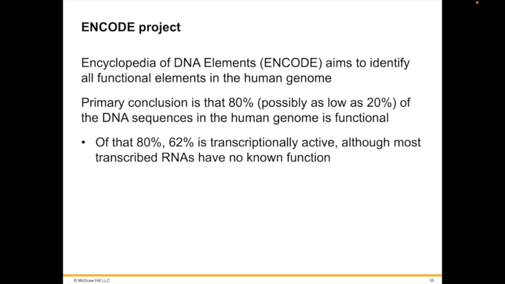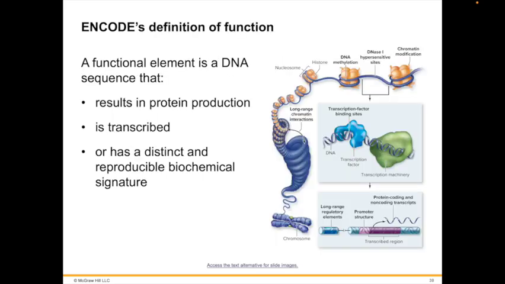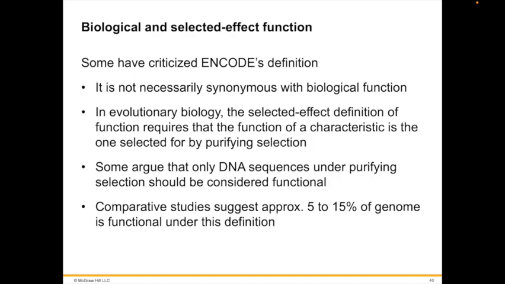The ENCODE project. So this is the Encyclopedia of DNA Elements, and it aims to identify all functional elements in the genome. The primary conclusion is that 80%, or possibly as low as 20%, of the DNA sequences in the genome is functional. Of that, 62% is transcriptionally active, although most transcribed RNAs have no known function. And that's by way of the ENCODE project. A functional element is a DNA sequence that results in protein production, is transcribed, or has a distinct reproducible biochemical nature. So it's a bit of intrigue here.